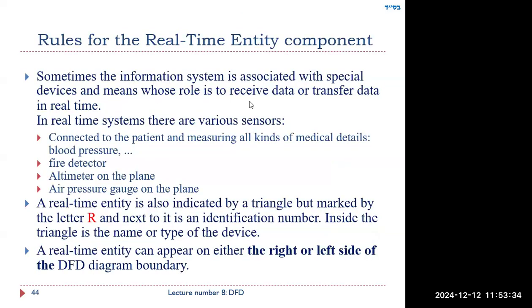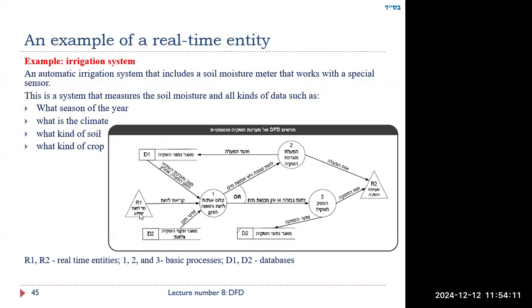Real-time entities. Sometimes the information in the system is associated with special devices whose roles receive or transfer. So a real-time data, unlike a time data, could appear on the right or the left, because they can receive data. They could be sensors. A sensor would probably not receive data, but give data. Something connected to a patient to measure his blood pressure, a fire detector. A real-time entity is also indicated by a triangle, but with the R. A real-time entity can appear on the right or the left, as we said. So here you see a real-time entity on the right and a real-time entity on the left.